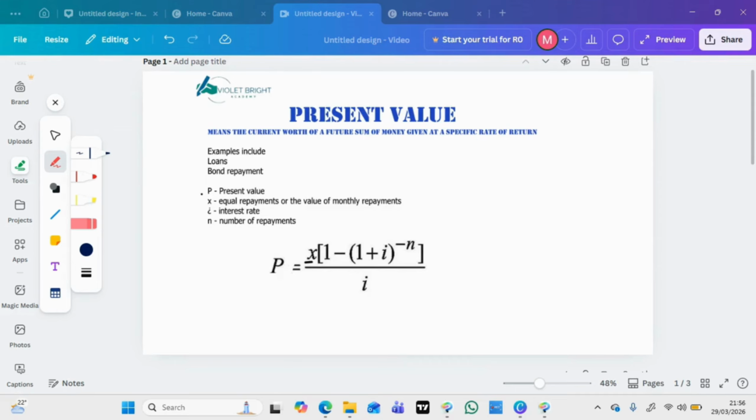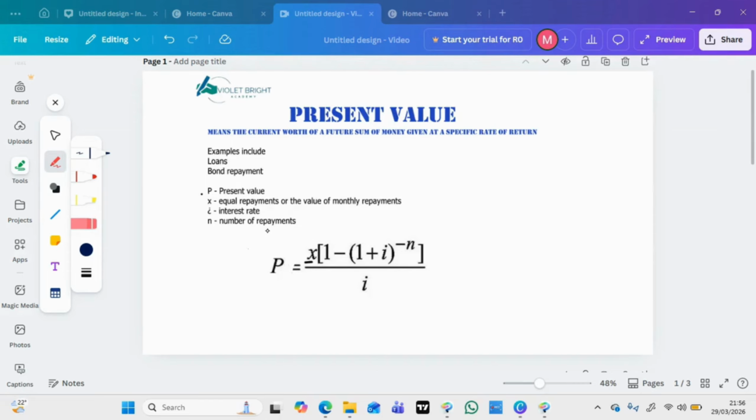Present value is the current worth of a sum of money given at a particular rate of return. Henceforth, we will be dealing here with loans and bond repayments. It can be a home loan, car loan, any type of bond or loan. So now, under the formula, we have the following.